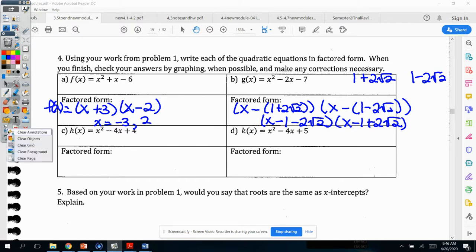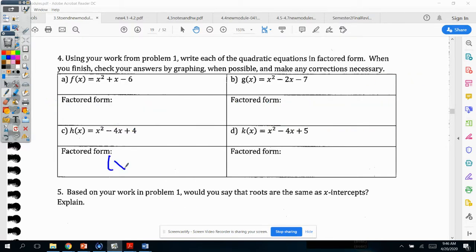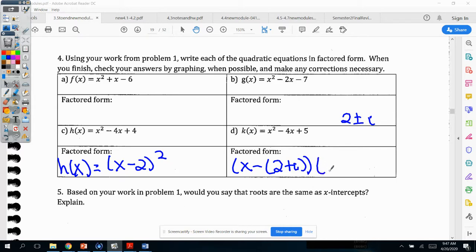Now this one is a double root, and we could have factored it right away. This is just x minus 2 squared. The root is 2, but it comes up twice, which is why there's an exponent here. And then this one, the roots were 2 plus or minus i. So you could put x minus parentheses 2 plus i. You cannot graph this one, I don't think. x minus parentheses 2 minus i. That's how I would write it. Or you could distribute and say x minus 2 minus i and x minus 2 plus i.